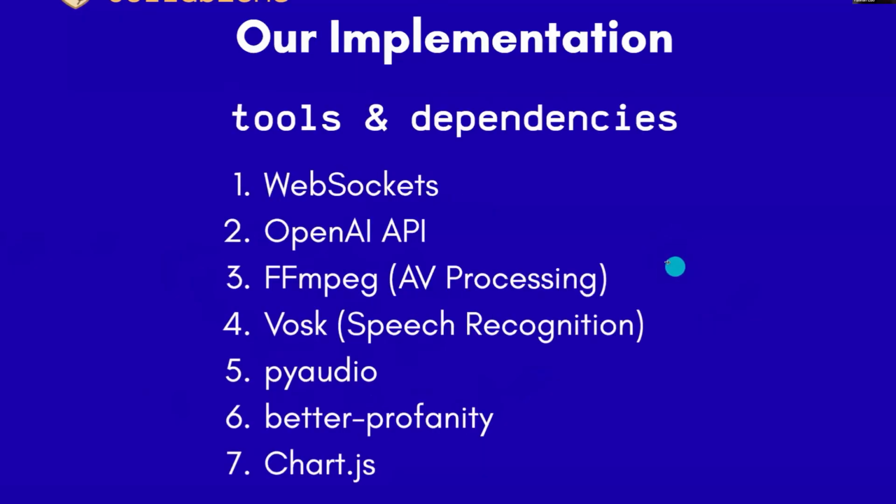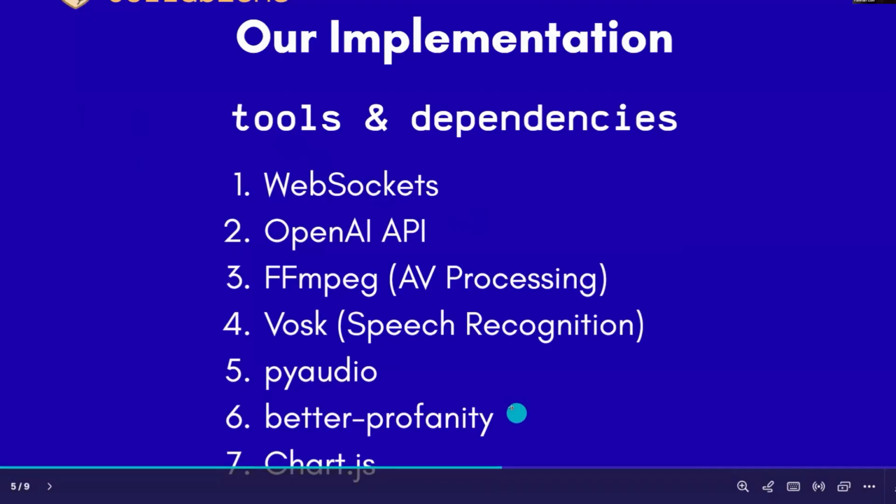Next, we have our tools and dependencies over here. And in case you're wondering, 3, 4, and 5 have to do with speech to text. FFmpeg converts the audio file, the WebM, to WAV, which Vosk then processes. And we also have better-profanity, which filters out profanity.